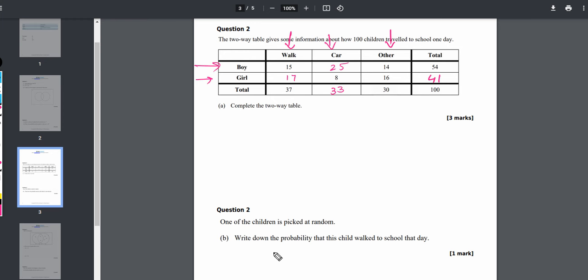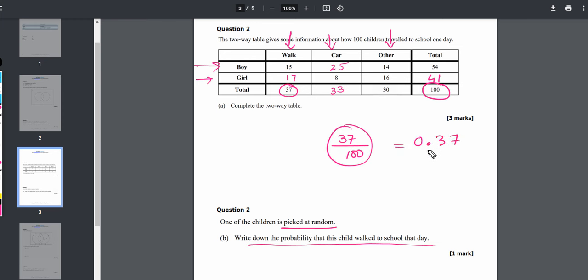Alright, now let's see part B. It says one of the children is picked at random. Write down the probability that this child walked to school that day. So we will see the children who are going to school by walk. So there are 37 children who go to school by walk, boys and girls combined, and the total children are 100. So the probability will become equal to the possible outcomes over total outcomes. So the possible outcomes are 37 because there are 37 children who go to school by walk, and the total are 100. So the answer will be 37 over 100, or we can say 0.37 will be the probability.